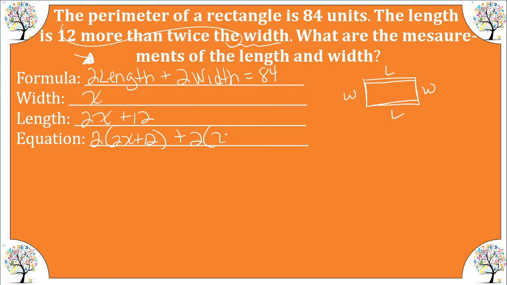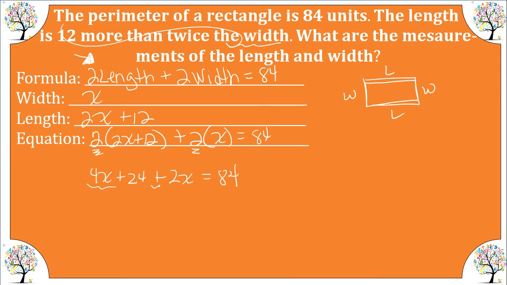Okay, two widths. Our width is x. So again, when we're substituting in, we're going to use parentheses, especially when we have more than one term, as we do here. So again, please remember that we have two lengths and two widths. So don't forget that part. Now we're going to distribute to get rid of the parentheses. So 2 times 2x, 2 times positive 12, plus 2 times x equals 84.